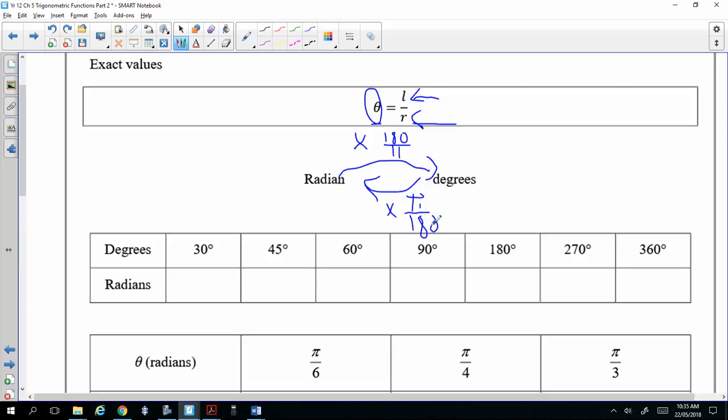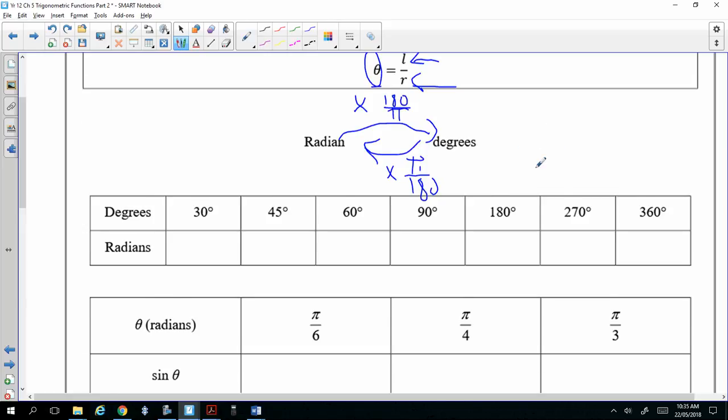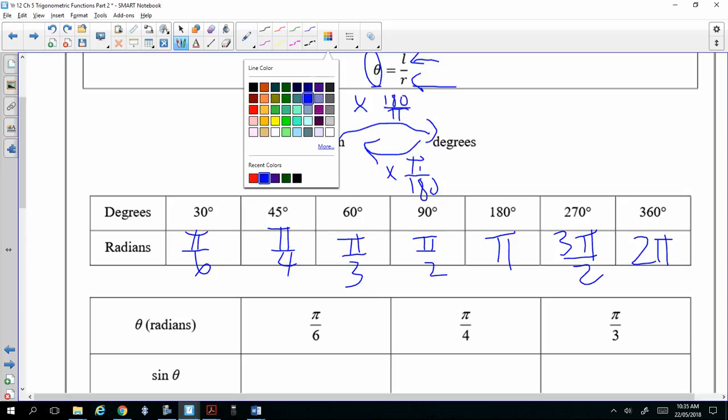Alright, so this is the rule for conversion. And you need to know these special values, which will help you in the long term. Remember this: pi on 4, pi on 3. Just remember, the 60 is the 3 in the denominator, the 30 is the 6 in the denominator. And then there's pi on 2, pi, 3 pi on 2, 2 pi. So you should memorize this.